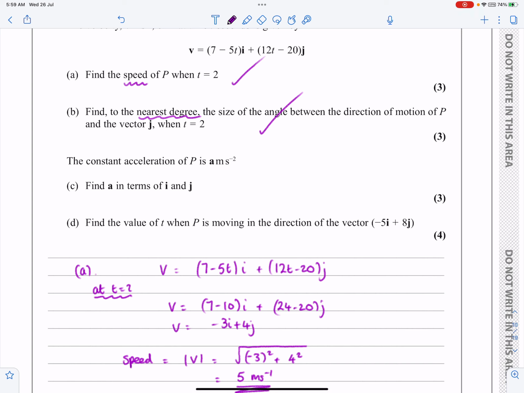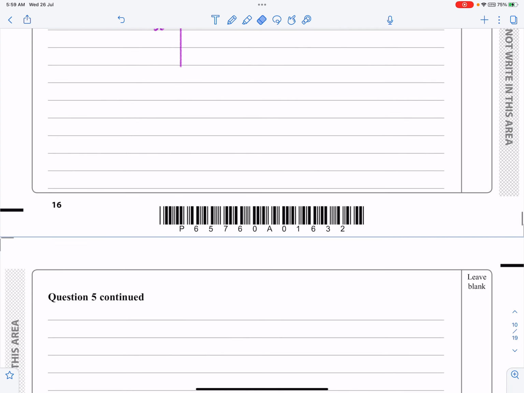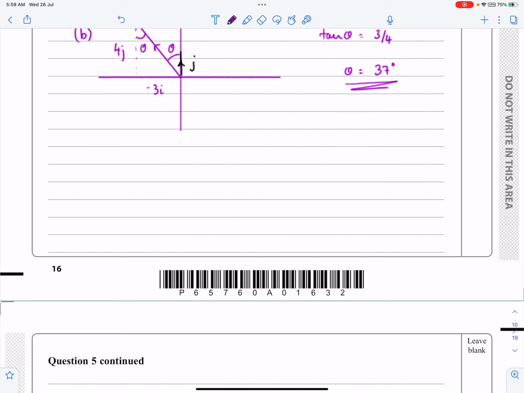Right, fantastic. Okay, now we're on to part C and part D, and they talk about using constant acceleration here. So if we're using constant acceleration, that's going to be a suvat question. Find the acceleration in terms of i and j, so part C.